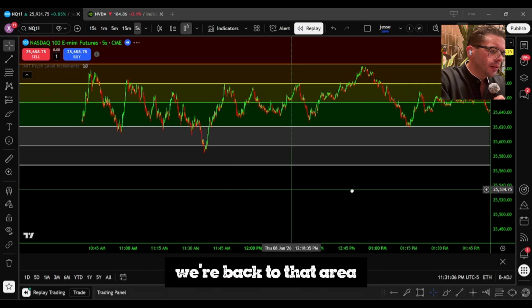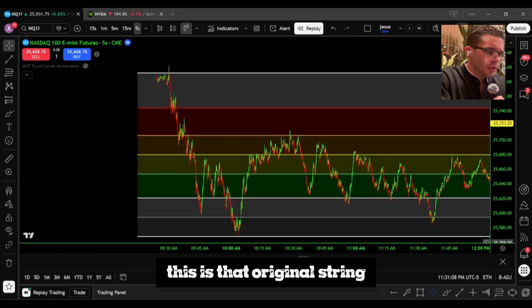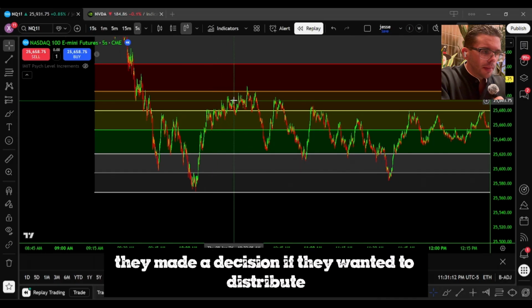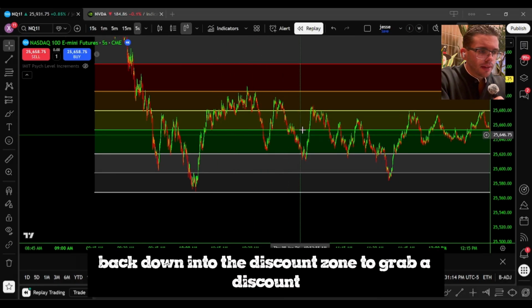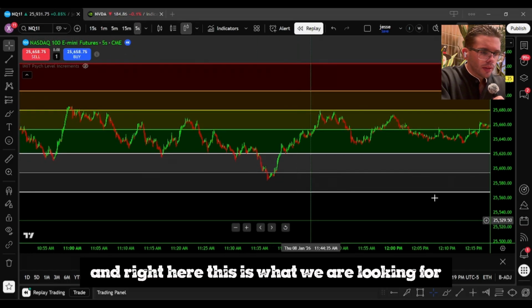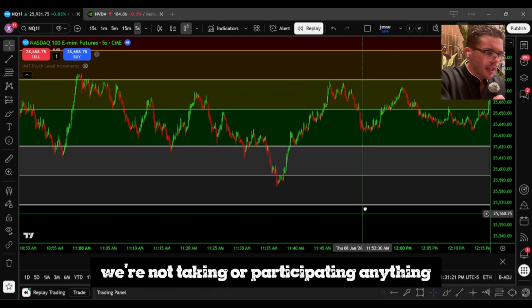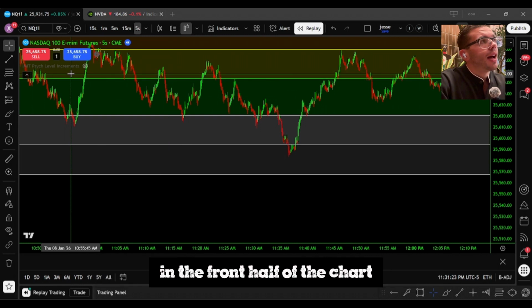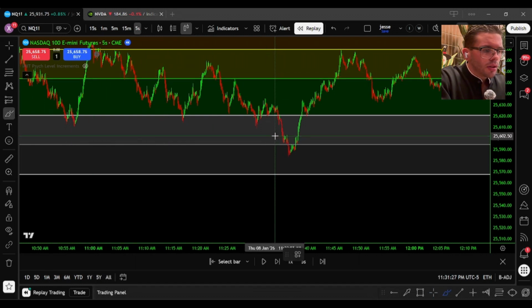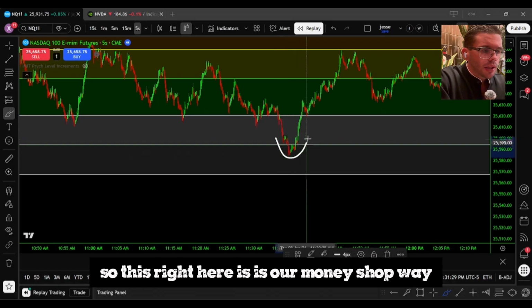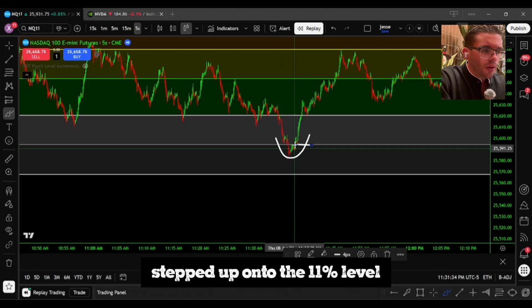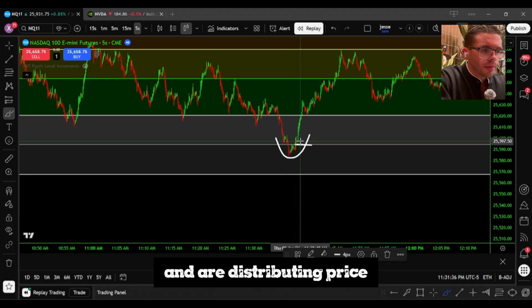Back to that area. This is that original string. This is them going to the 50. They made a decision that they wanted to distribute back down into the discount zone to grab a discount. And right here, this is what we are looking for. We're not taking or participating in anything in the front half of the chart. The second half of the chart is what we're actually interested in. So this right here is our money shot play. They created a higher low, stepped up onto the 11% level, and are distributing price.